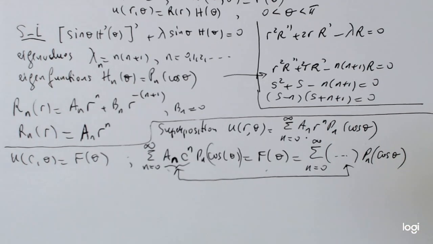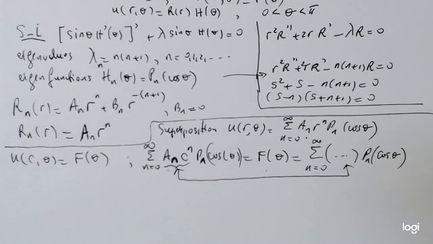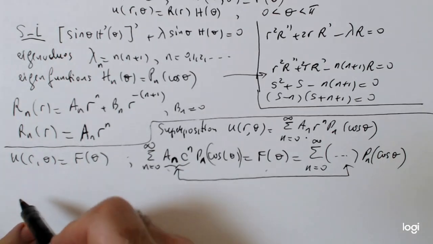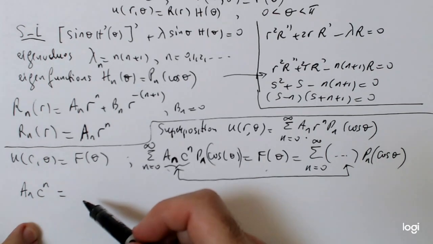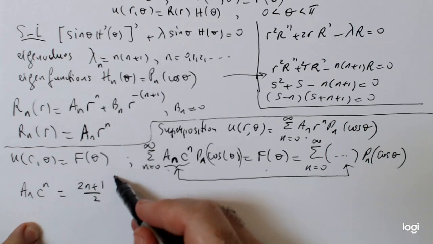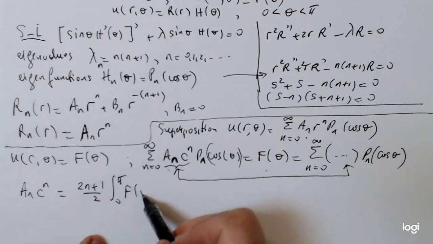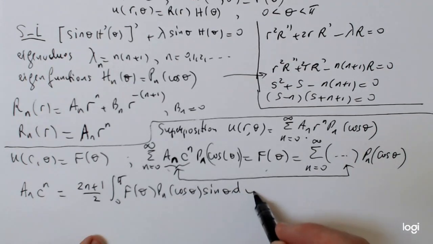Pay attention to this one, because some people get confused by missing this c to the n, and then they don't understand where that comes from in the answer. So now you simply look at the formula for the Legendre series coefficients on this interval 0 to pi. So an c to the power n will be what? Let's see, 2n plus 1 over 2, the integral from 0 to pi, the function f of theta, Pn cosine of theta, sine of theta, d theta.